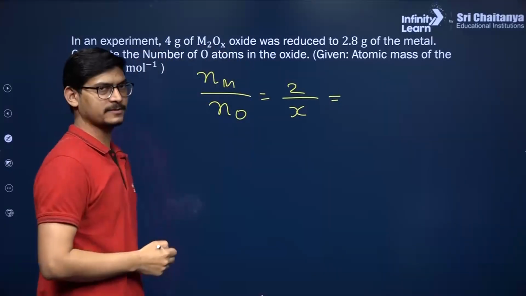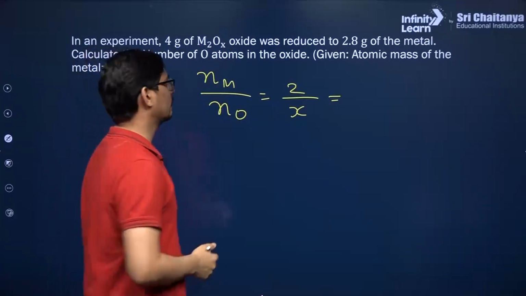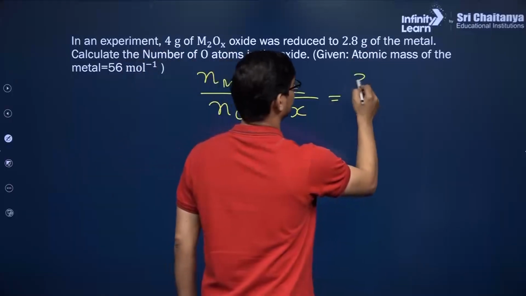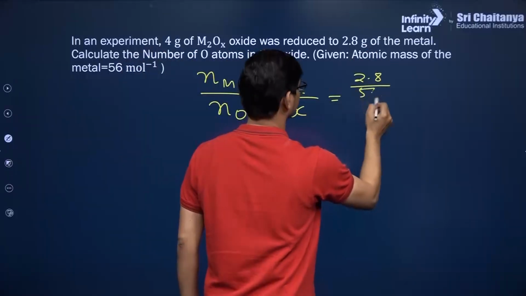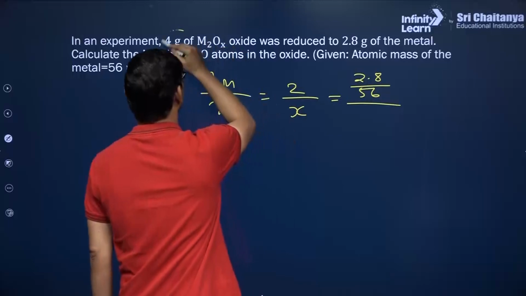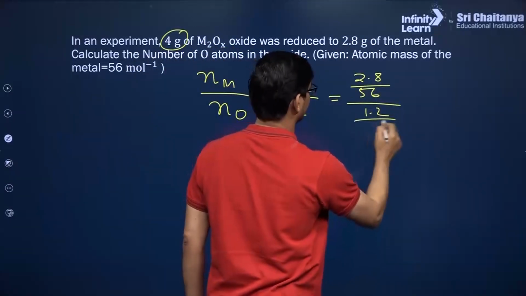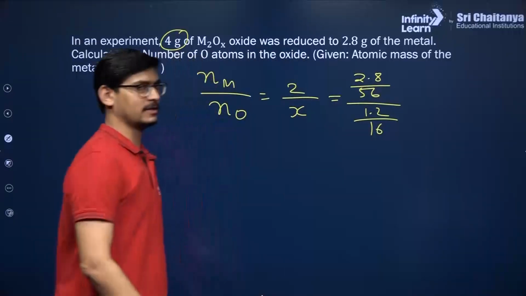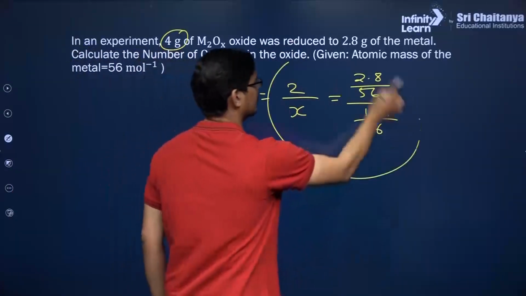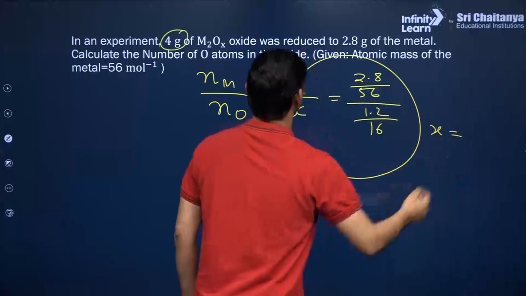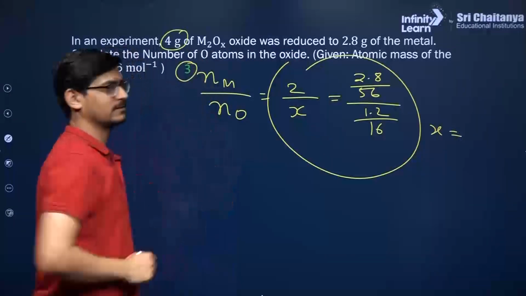Metal 2 and oxygen x. But we know number of moles is mass upon molar mass. So metal is 2.8 gram, molar mass is 56. If out of 4 gram substance, 2.8 gram is metal, so 1.2 gram will be oxygen, divided by 16 will be its molecular mass. So you can solve this equation for x. You will find out what is the value. I am giving you the right answer, that is 3, right?